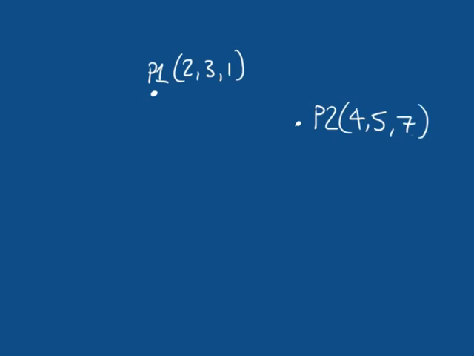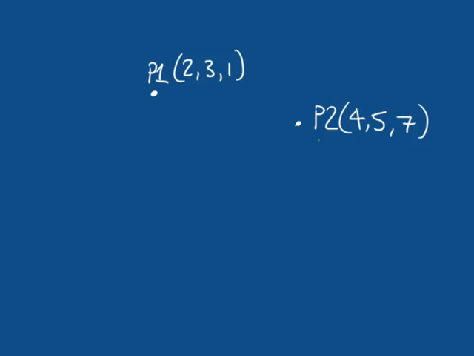So let's say that I had a point P1, and this point has the coordinates 2, 3, 1, and I have a point P2, and this point has the coordinates 4, 5, and 7. Whether these points exist in 2D space or in 3D space, there's only ever a single line that would pass through those 2 points.